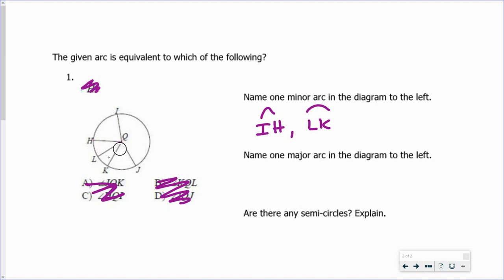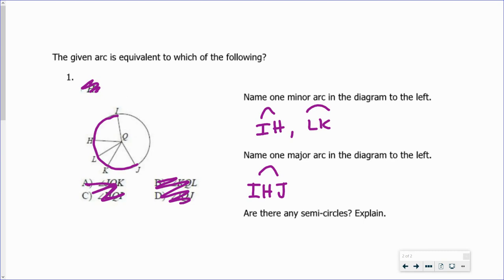Next says name one major arc in the diagram to the left. So here we're looking for an arc that's larger than 180 degrees. So one that I see immediately is arc I, and the other endpoint of this arc is going to be J. So in between there, we need to pick one of the points that the arc passes through. So really, you could pick H, you could pick L, you could pick K. I'm just going to pick H. So arc IHJ would work.